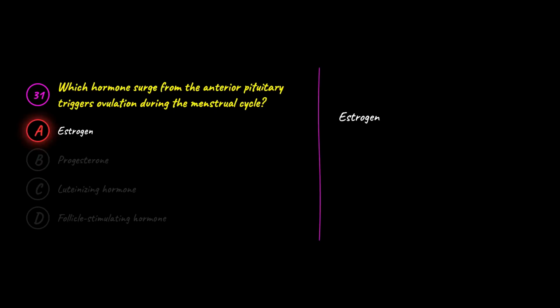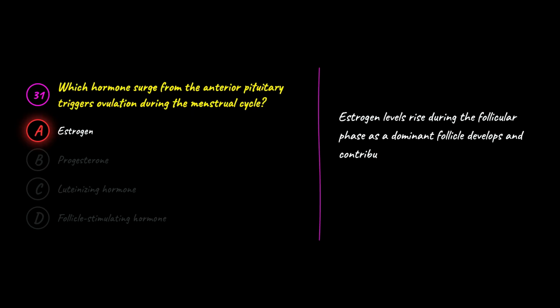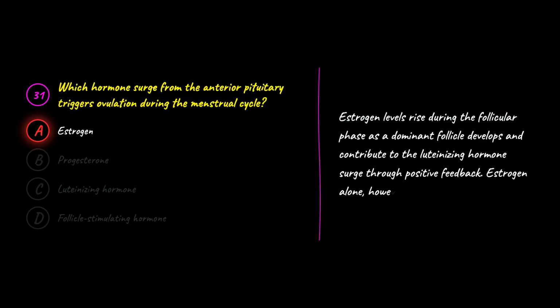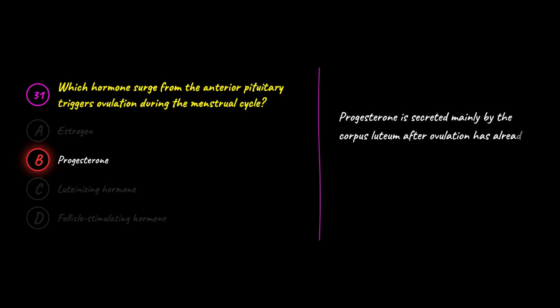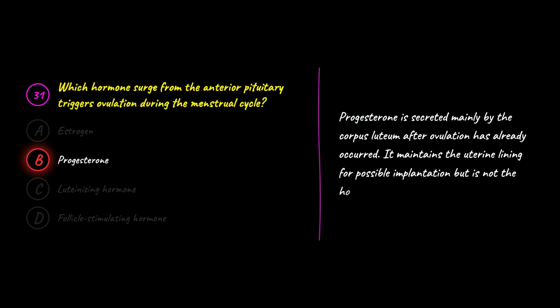A is wrong because estrogen levels rise during the follicular phase as a dominant follicle develops and contribute to the luteinizing hormone surge through positive feedback. Estrogen alone, however, does not directly trigger the release of an oocyte. B is wrong because progesterone is secreted mainly by the corpus luteum after ovulation has already occurred. It maintains the uterine lining for possible implantation, but is not the hormone whose mid-cycle surge causes ovulation each cycle.